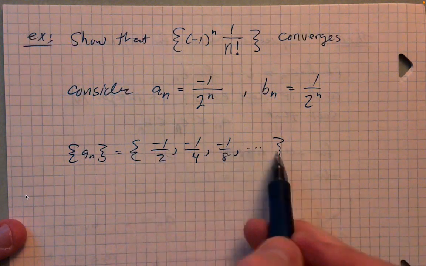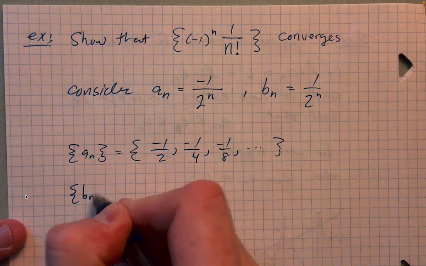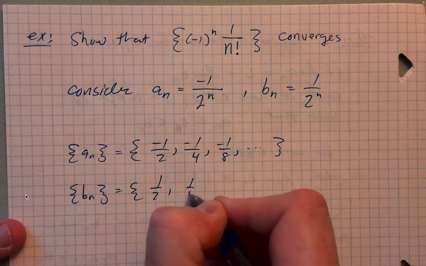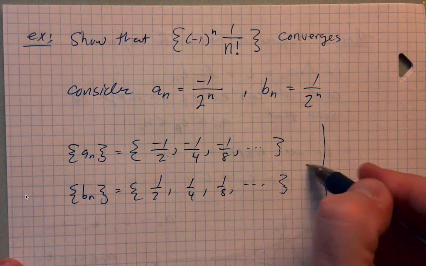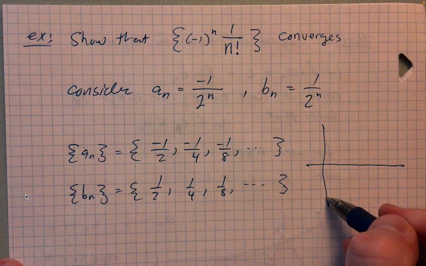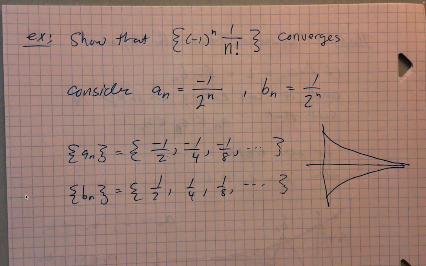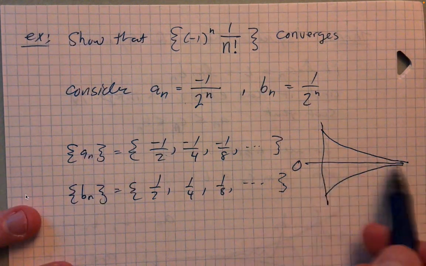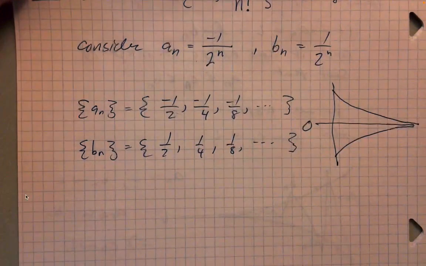Obviously, terms are getting closer and closer to 0, but from the negative side. b of n will be the same thing except positive. So you can kind of think of these two: your a of n is kind of going like this, b of n is kind of going like that, and they're sort of coming together at y equals 0. Well, we should say at the value of 0. These aren't functions; they're sequences.